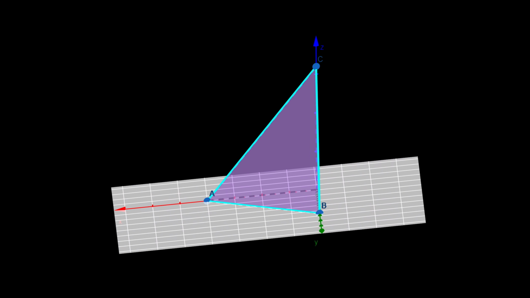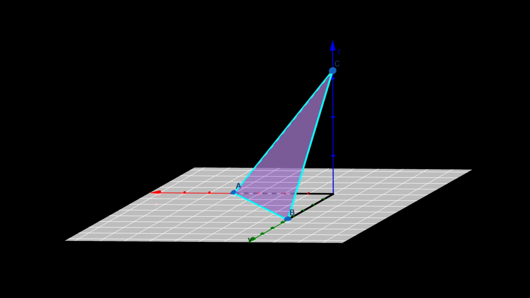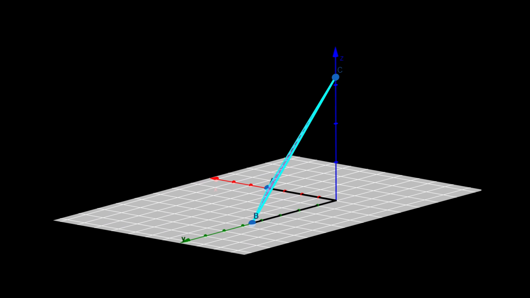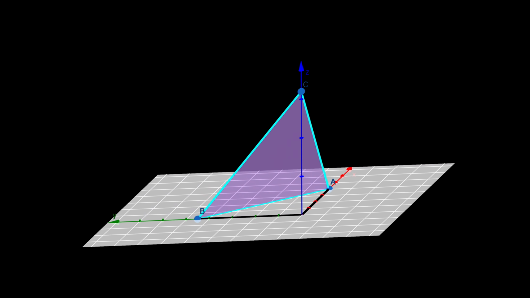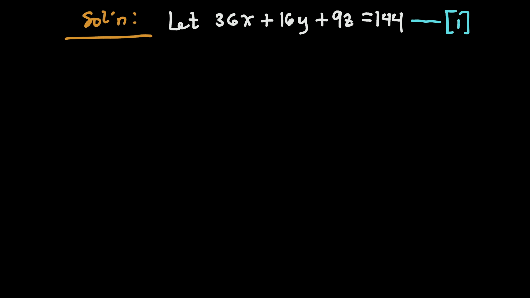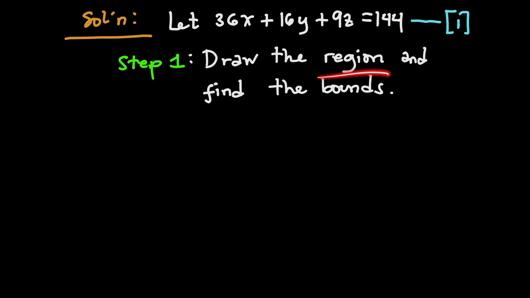This is the corresponding graph of the surface, where A, B, C are the values 4, 9, and 16 respectively. To understand how to obtain these points, consider the following solution. Let this be your equation 1. Step 1: draw the region and find the bounds.